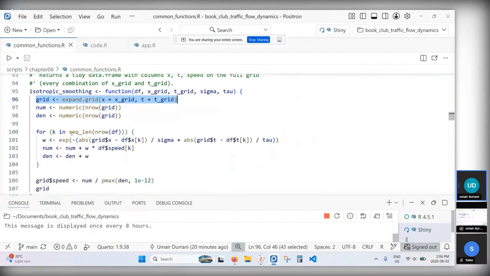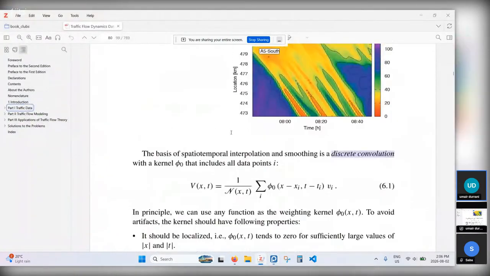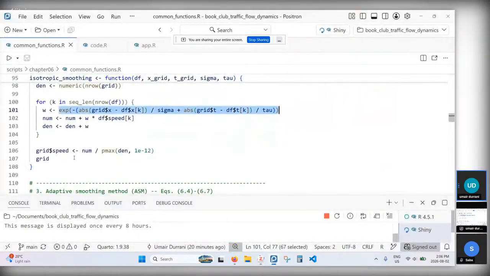And then essentially what we are doing is we are using that same equation as in the chapter, and then we are summing in order to do the summation here in the equation. And so based on that, we then create the final result and we return it as grid.